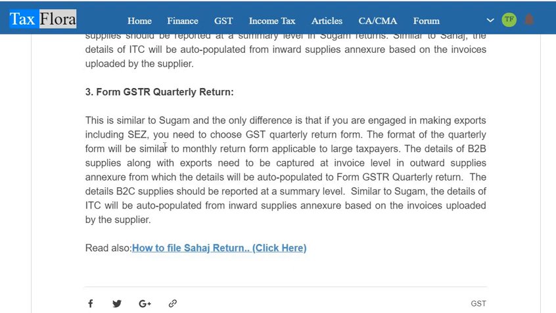The format of quarterly return form will be similar to monthly return form applicable to large taxpayers. The details of B2B supplies along with exports need to be captured at invoice level in outward supplies annexure, from which the details will be auto-populated to form GSTR quarterly return. The details of B2C supplies should be reported at summary level. Understand? Similar to Sugam, the details of ITC will be auto-populated from inward supplies annexure based on the invoices uploaded by the supplier. This is about GST returns formats that they are going to release from 1st April 2019.